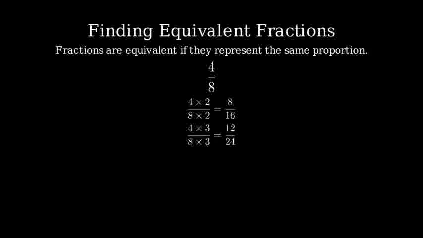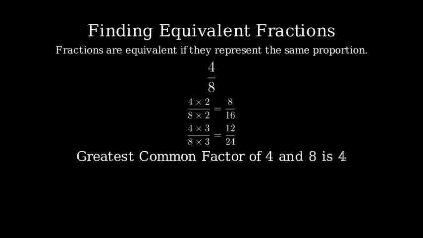Let's try dividing both the numerator and the denominator by their greatest common factor. For 4 and 8, the greatest common factor is 4. Dividing 4 and 8 by 4 gives us 1 over 2.